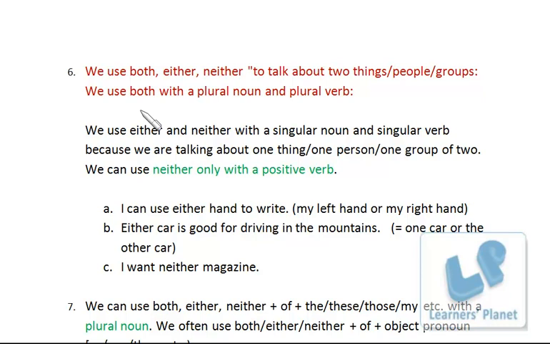Either car is good for driving in the mountains. When you are talking about two cars and saying this car or that car, maybe BMW or Mercedes, they are not good for mountains, so we can take the example of Mahindra XUV and maybe Fortuner. So either car is good for driving in the mountains. I want neither magazine. There are two magazines lying on the table, and you want none of them. So I want neither magazine.